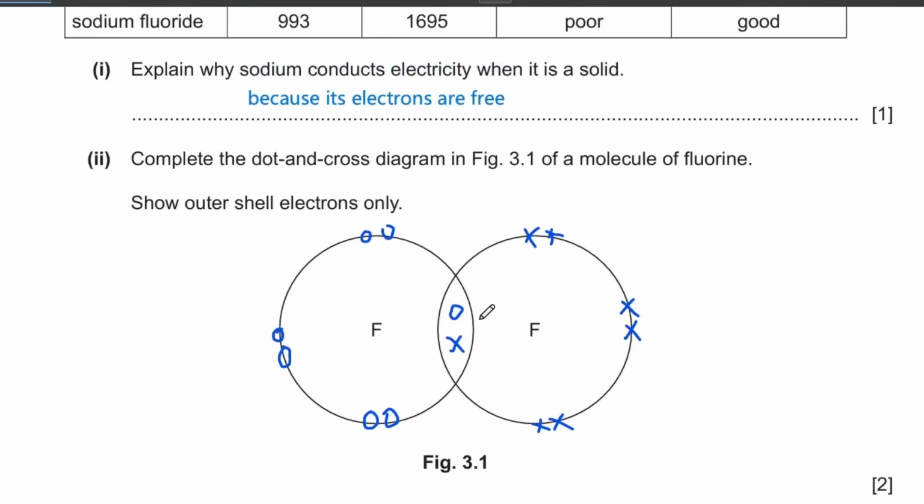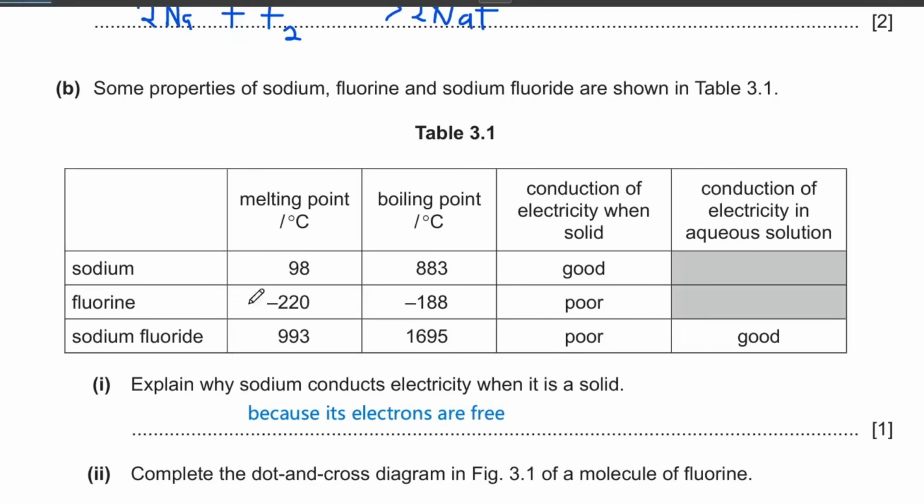So let's go back to the table. So this is our table. The melting point of fluorine is minus 220 and the boiling point is minus 188. Now, remember, we want to know the physical state at minus 200 degrees Celsius.